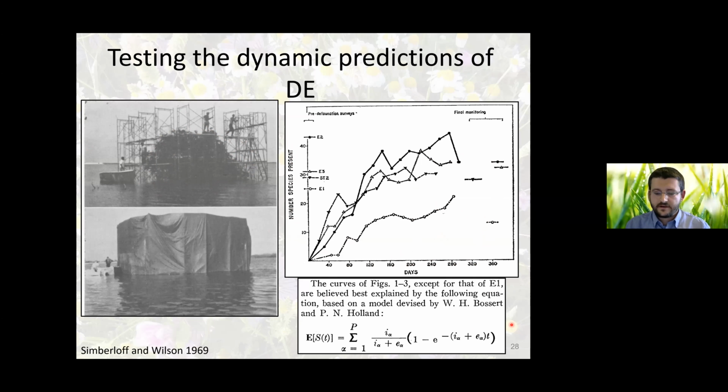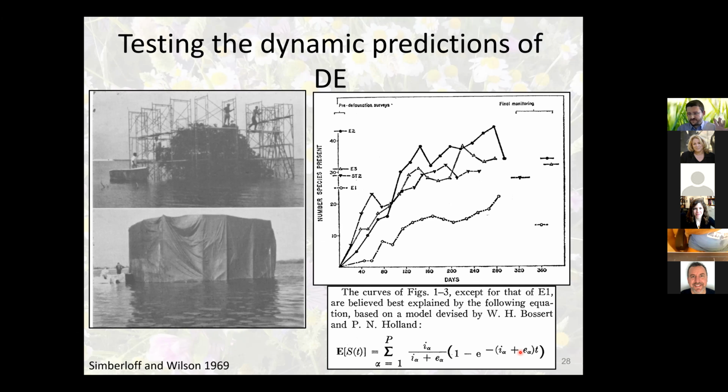And they wrote in their classical paper, the curves of figures, blah, blah, are believed to be explained by the following equation. And the following equation is just the mathy version of the story I told you with dynamic equilibrium. So yes, the experiment, a very good and very strong one, supports dynamic equilibrium.